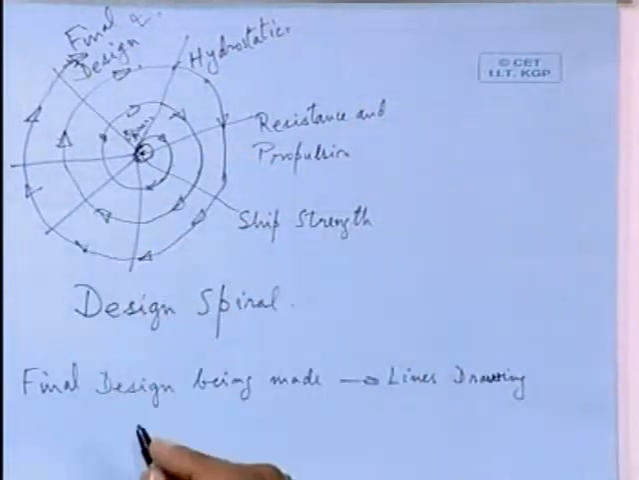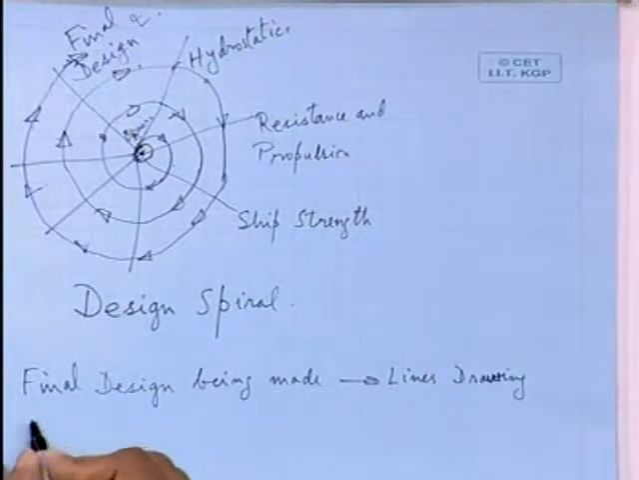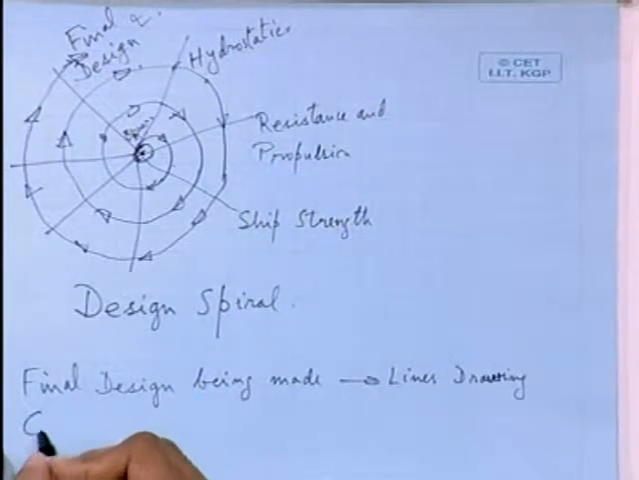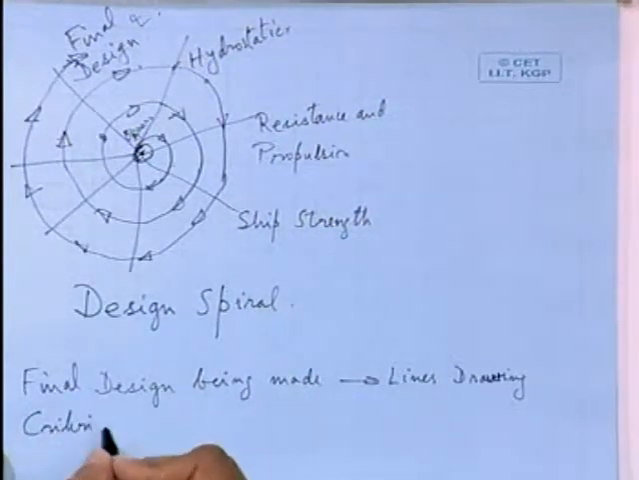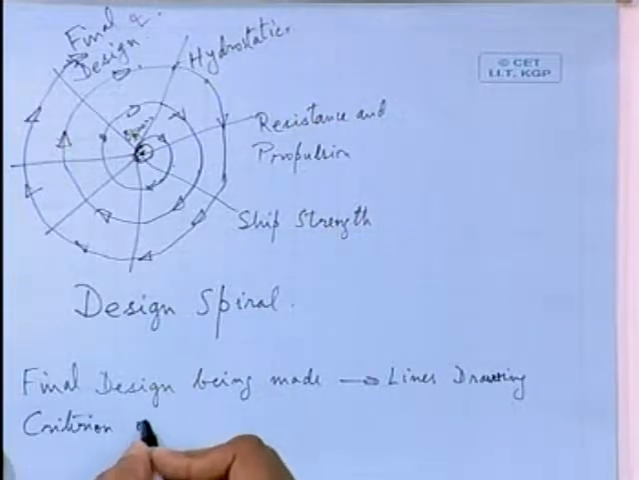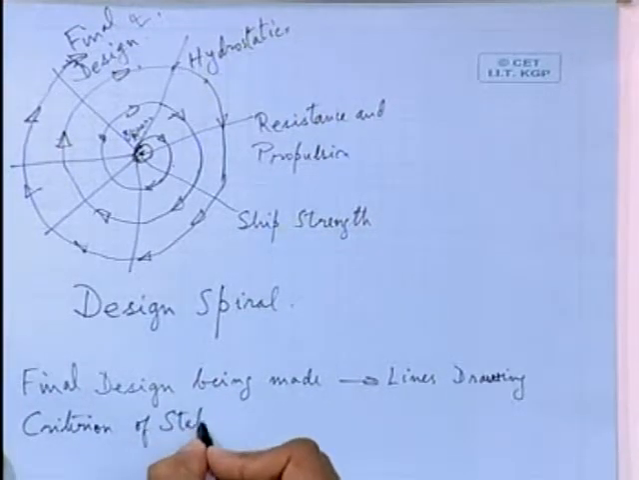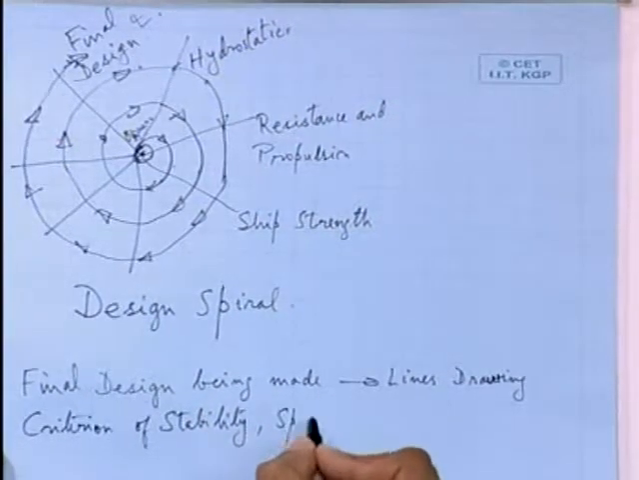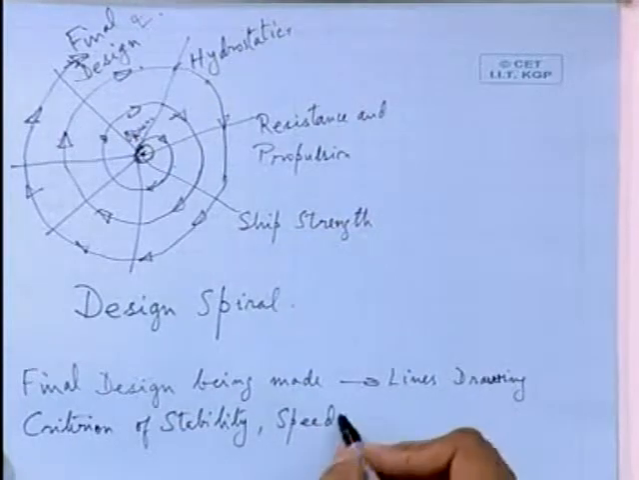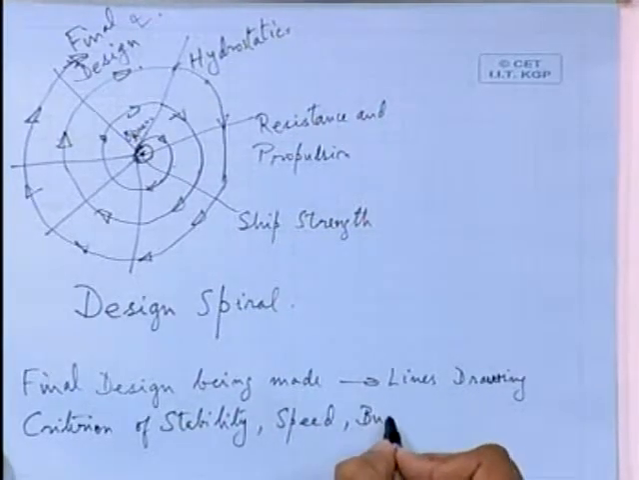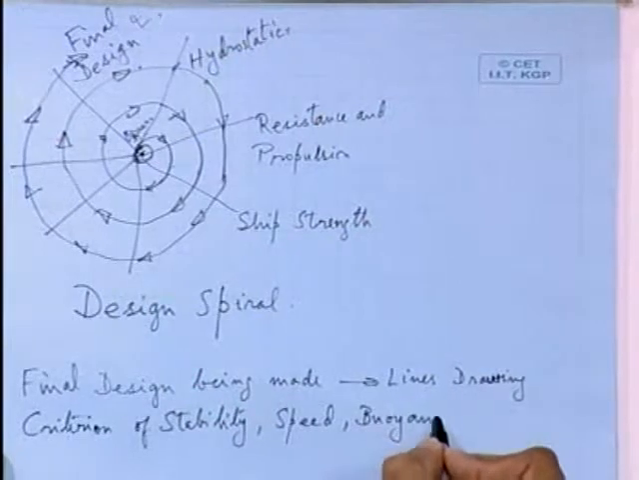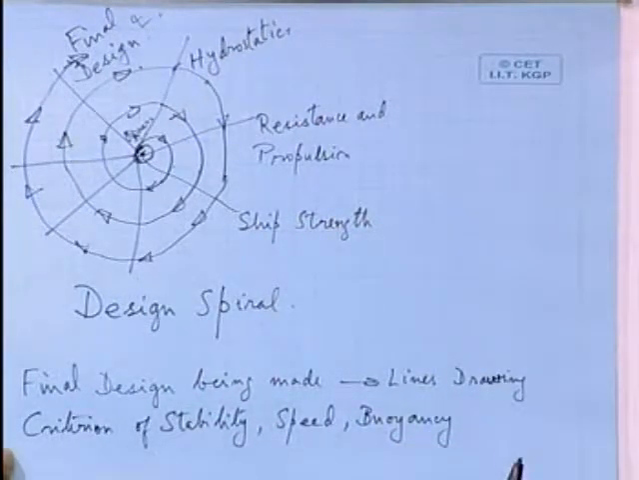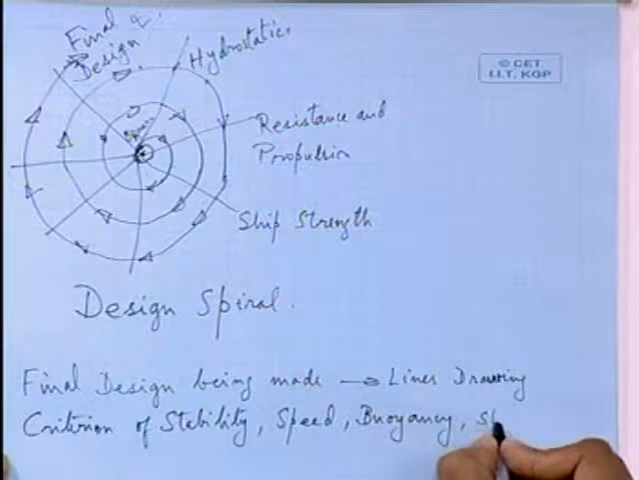So at this stage, actually, the criteria of stability, speed, etc. Then you have buoyancy. All these are naval architectural calculations. The main is your speed, stability, buoyancy, and of course strength. They have been satisfied.